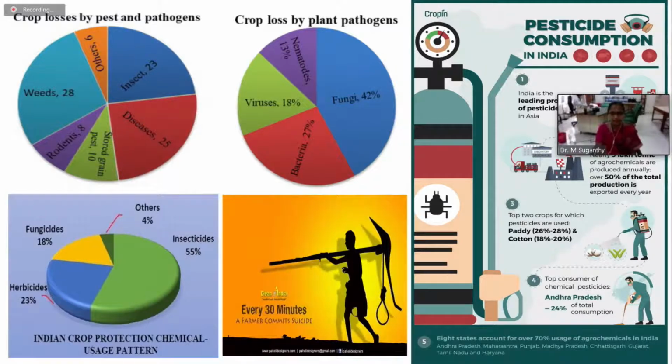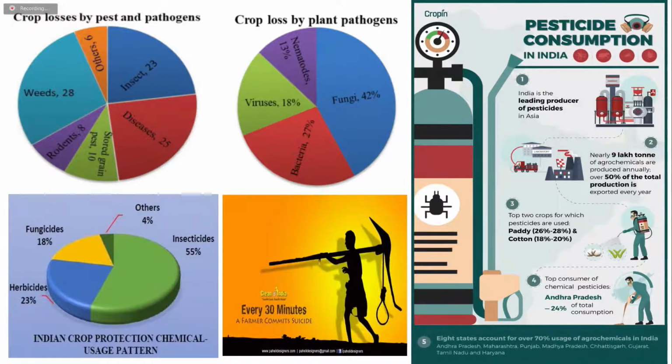Regarding the chemical usage pattern, insecticides occupy 55%. So India is the leading producer of pesticide, and out of the total production, 50% is being exported. In India, paddy and cotton are the 2 major crops which receive maximum quantity of pesticides, and the state Andhra Pradesh is the maximum consumer of pesticides.